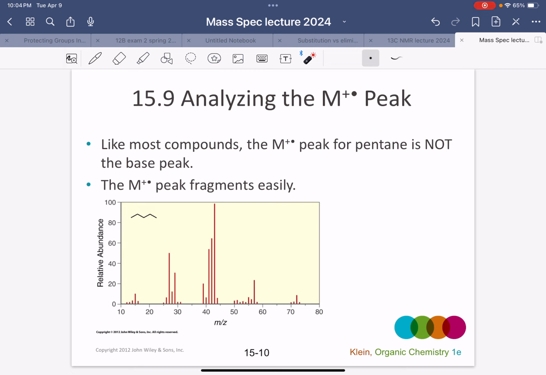Here's our M plus peak. So the M plus peak is going to be the highest, not the absolute highest, because usually that's like the M plus 1 or M plus 2. But our highest peak there, that's our M plus peak, but it's not the base peak. That's the most stable fragment. So we can see that with pentane, it can fragment to a bunch of different pieces, and we'll take a look at those a little bit later.